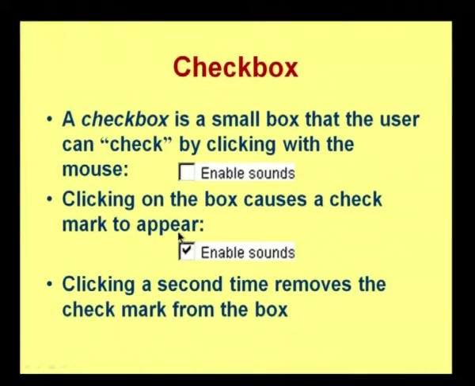Clicking on the box causes a check mark to appear. Clicking a second time removes the check mark from the box. These are handled by event handlers, whereas here we should know how this checkbox is set with a value and how the value that is set will be changed. Whenever I click on that particular checkbox, it gets enabled, that is, it gets ticked, and if it is selected again, you will get that tick mark removed. It means that its value is false.